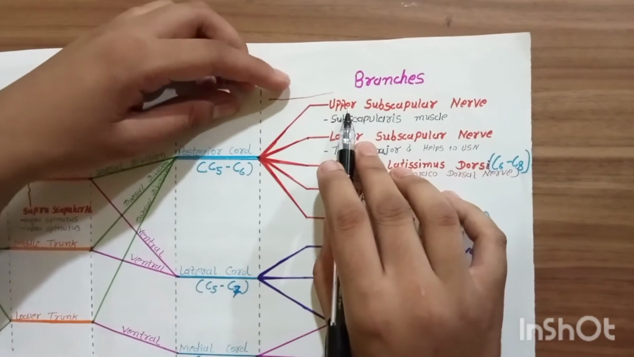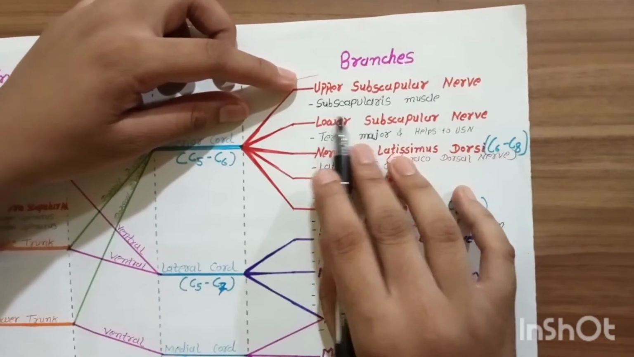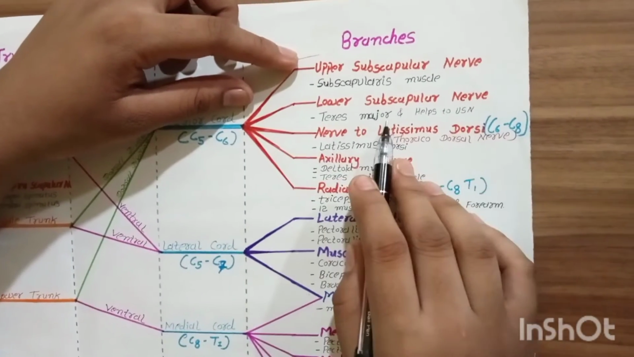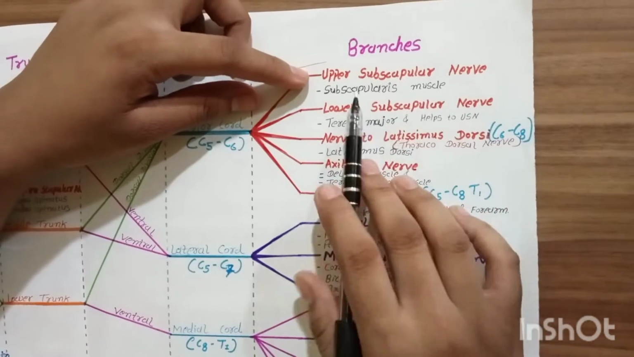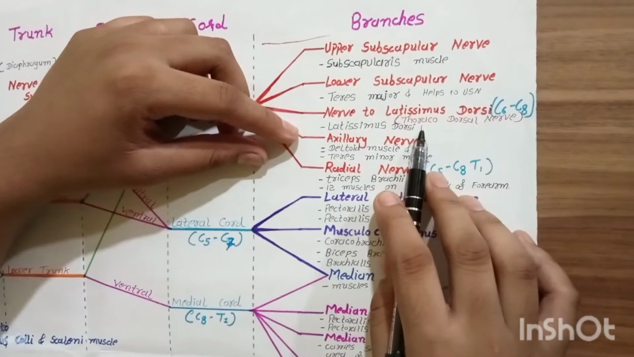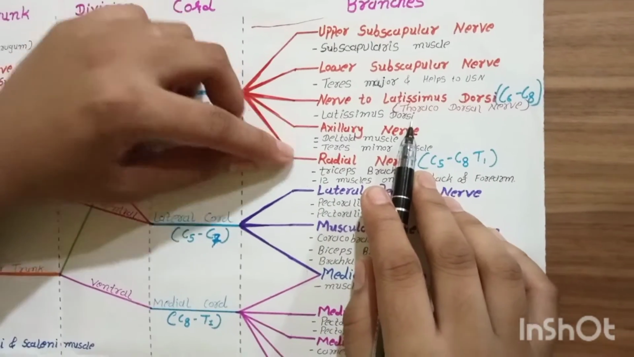Branches of the posterior cord. Upper subscapular nerve, which supplies the subscapularis muscle. Lower subscapular nerve, which supplies the teres major muscle and also helps the upper subscapular nerve. Nerve to latissimus dorsi, known as the thoracodorsal nerve, which supplies the latissimus dorsi muscle.